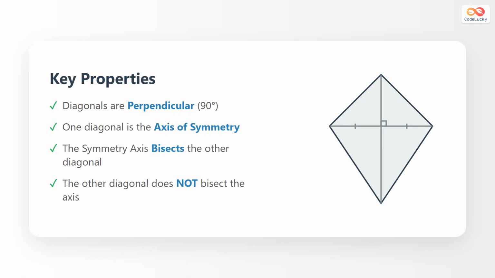To summarize what we have learned, in a kite, the diagonals meet at 90 degrees. The axis of symmetry bisects the cross diagonal, but the cross diagonal does not bisect the axis of symmetry.